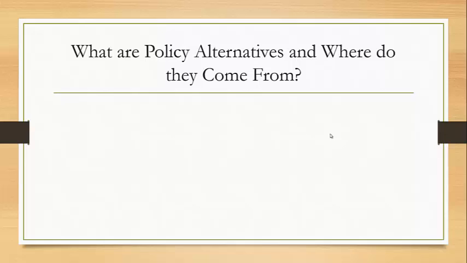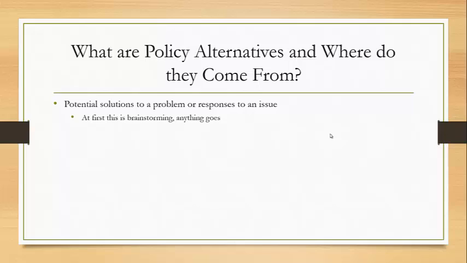So, what are policy alternatives and where do they come from? The really easy, straightforward answer is that a policy alternative is a potential solution to a problem or a response to an issue, right? And at first, this is brainstorming, and you can imagine how this would work even in your regular life. If an issue comes up and you're not sure how to deal with it, you might sit down with your friend and come up with all of the different ways that you might address something.